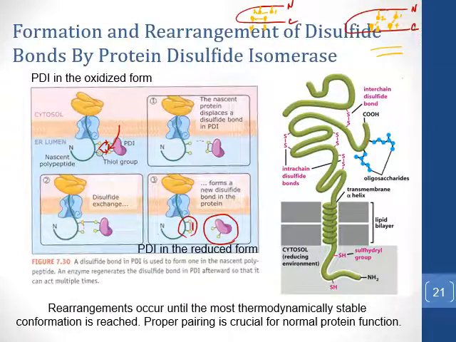And so that's what's going to happen. That's why this is called protein disulfide isomerase. The isomerase portion of it is responsible for allowing rearrangements to occur over and over again of these disulfide bonds until the most favorable combination has occurred, until the most favorable three-dimensional structure of that protein exists.